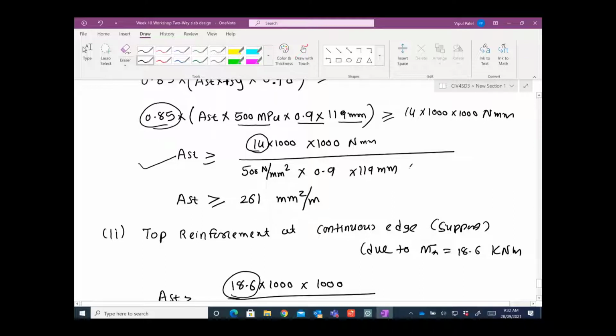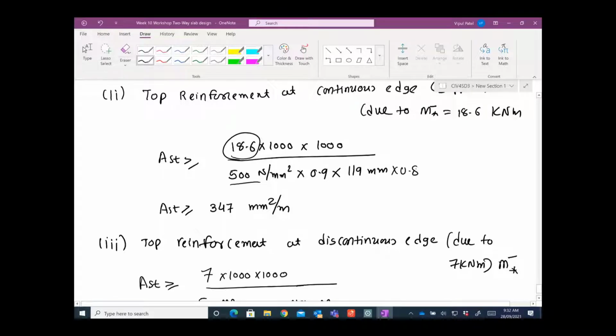500, 0.9, 119, I forgot this 0.85. Sorry, please make a correction. I just need to recalculate this. Divided by 500 times 0.9. Yeah, I suspected that these numbers were just not appearing. 307, 308, that sounds good. 308 millimeters square per meter.